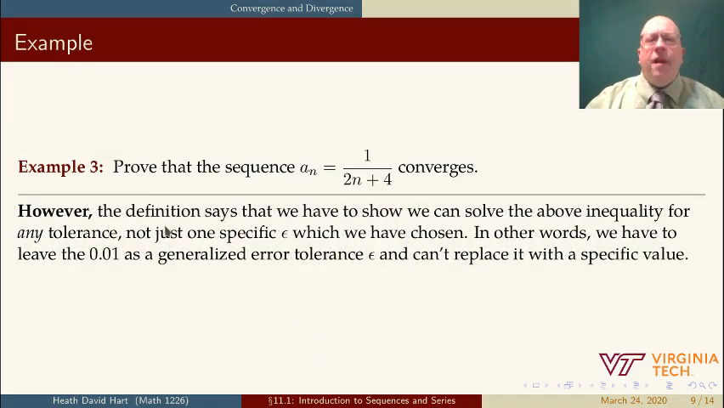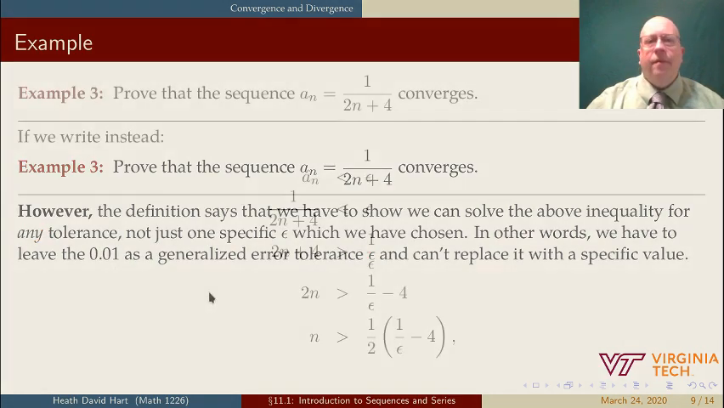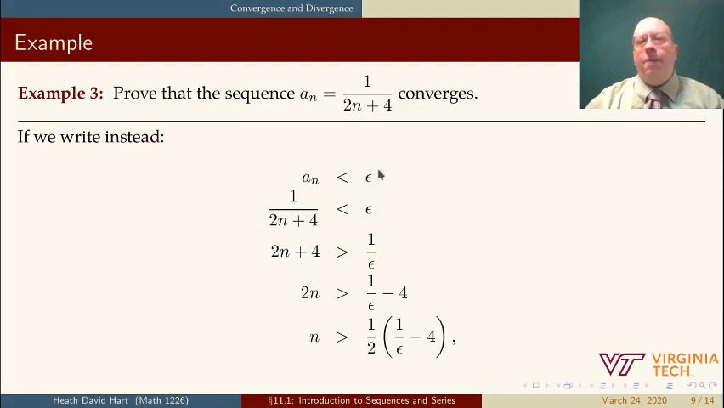However, the definition says that we have to show that we can solve this inequality for any tolerance and not just the one that we chose. So we have to go back and redo those steps, but leave the tolerance as a generalized epsilon and not as a specific number. So leaving this as an epsilon, I get 1 over 2n plus 4 is less than epsilon. Take the reciprocal on both sides. This is what we did last time. Then subtract 4 from both sides and divide by 2, and I get this expression right here.